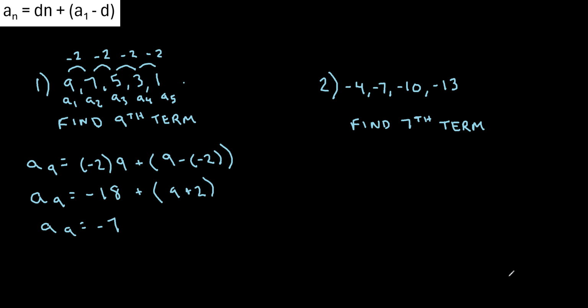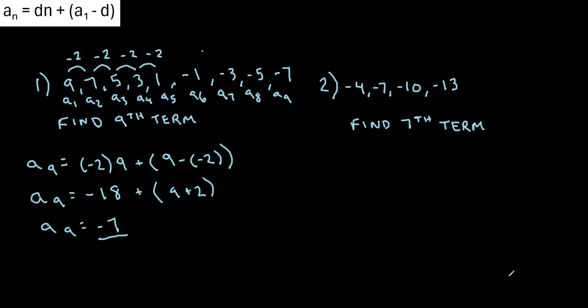If we want to double check that that's correct, we could just continue writing out the numbers in the sequence. We said a sub 5 is 1. A sub 6 would be 1 minus 2, that's negative 1. A sub 7 would be negative 1 minus 2, that would be negative 3. A sub 8 would be negative 3 minus 2, that's negative 5. And a sub 9 would be negative 5 minus 2, that's negative 7. And that matches the value that we found down here. So the ninth term in the sequence is negative 7.